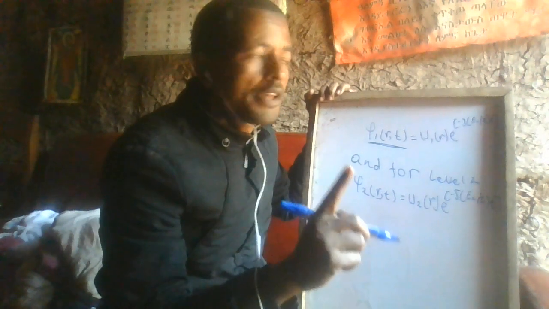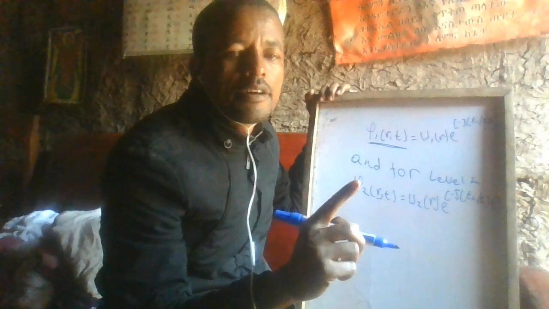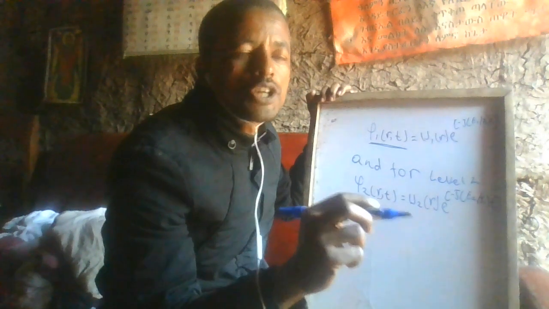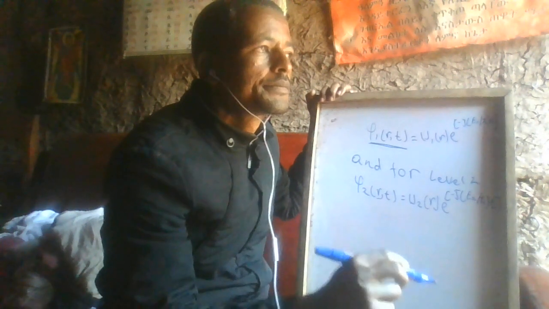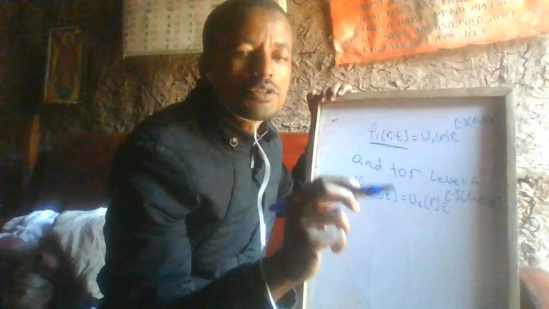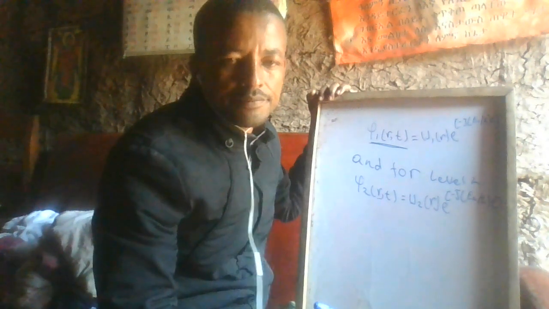h bar is equal to h over 2 pi, and the value of h is equal to 6.602 times 10 to the power of negative 34.